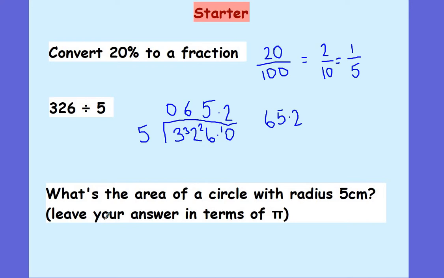And for my last question, I asked what's the area of a circle with radius 5? My formula for area is pi r squared. My radius is 5, so my area is going to be pi times 5 squared. And Jake, what's 5 squared? 25, lovely. So my area of this circle is 25 pi and my unit is centimetres squared.